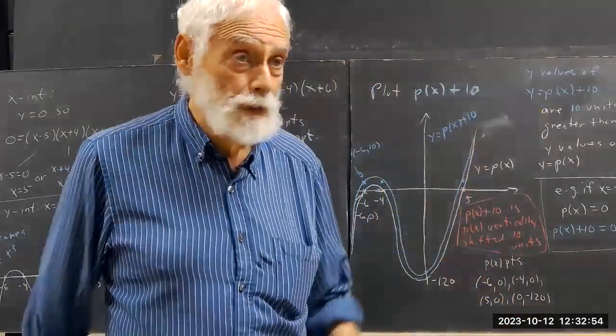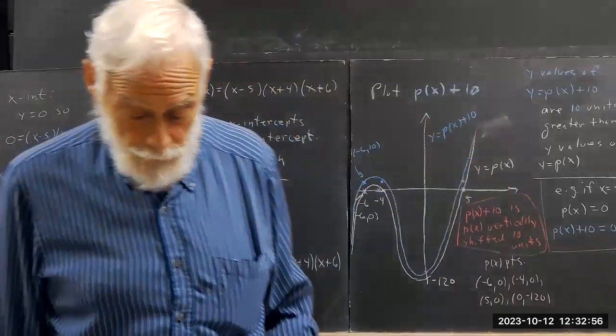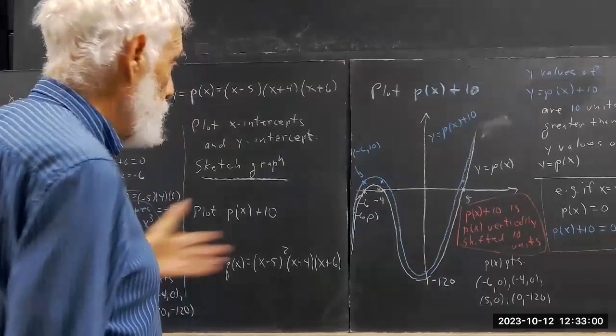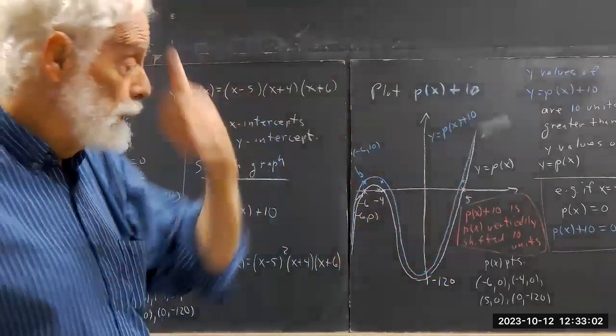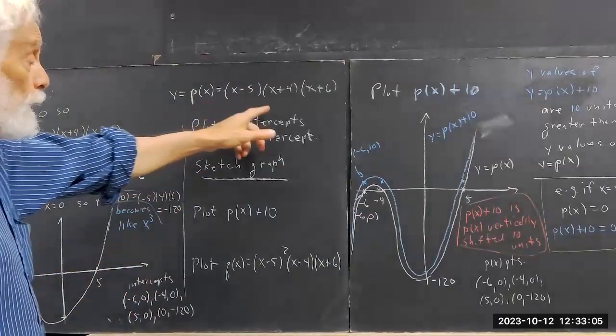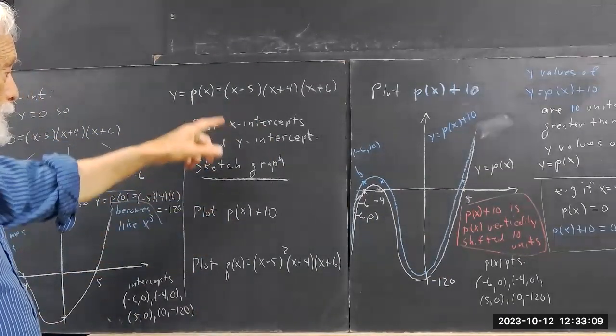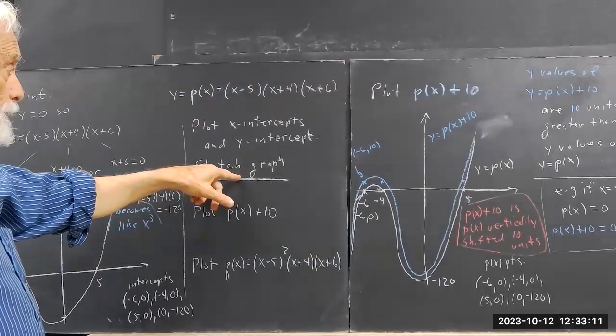Now, everybody that did it, and I think just about everybody did very well on the assignment on graphing polynomials. Just to review that, in terms of an example we did in the MDE 61 class, we have this polynomial, and we want to plot the x and y intercepts and sketch the graph.